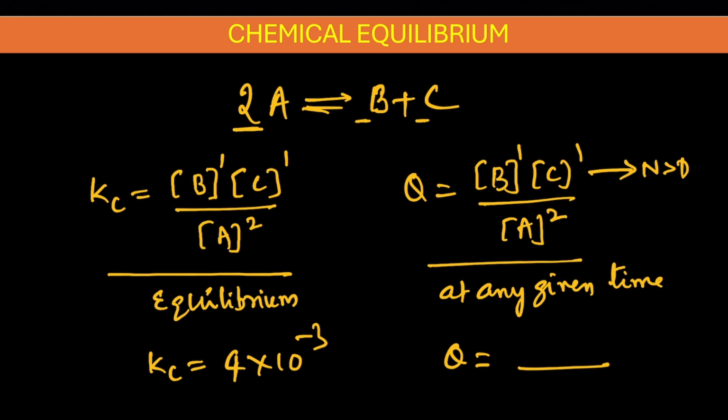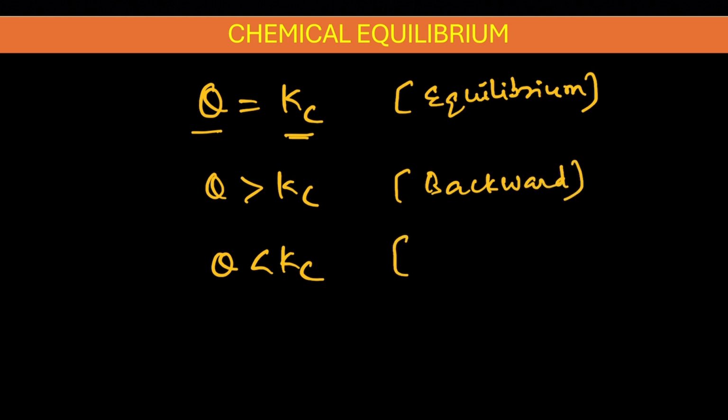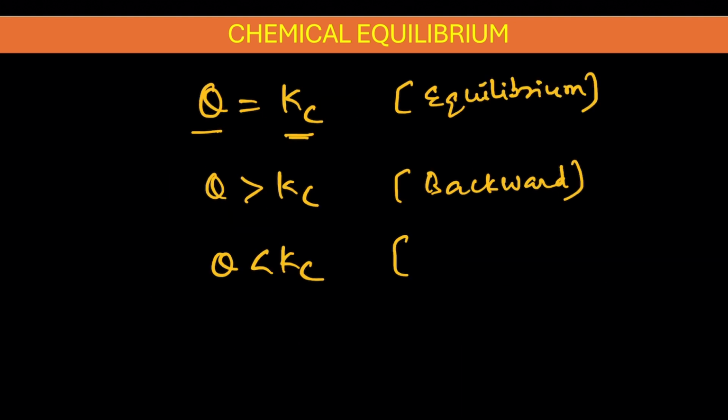Now case 3. And what if Q is less than Kc? If Q is less than Kc, that implies the numerator is less than the denominator. That implies the concentration of the reactants is more at that given instant of time when compared with the concentration of products. So the reaction proceeds in the forward direction. These are the three conditions that you need to remember.